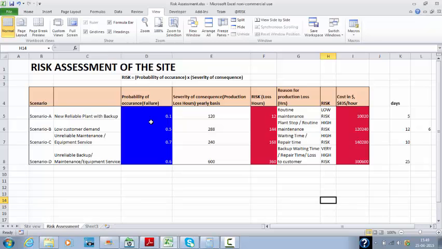And what is the consequence of this? If it fails, I'm going to lose about 120 hours. That's equal to 5 days in a year. And what is the risk? It is the multiplication of 0.1 and 120, which is 12.